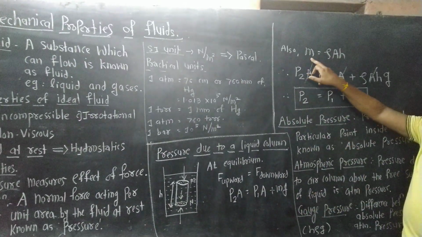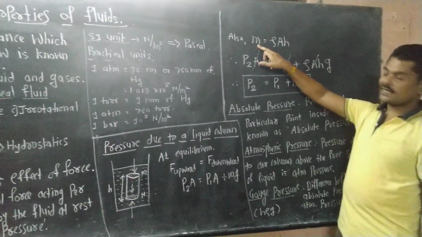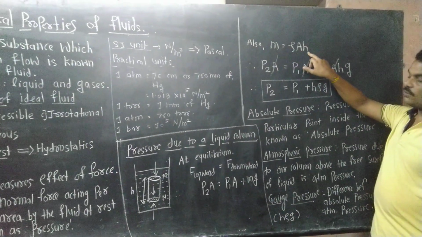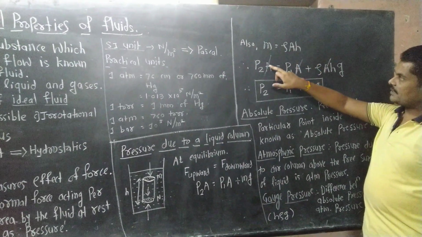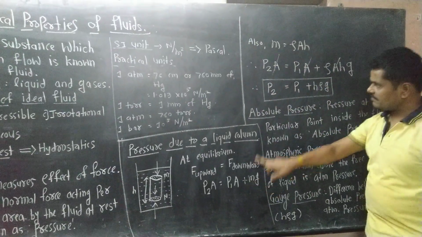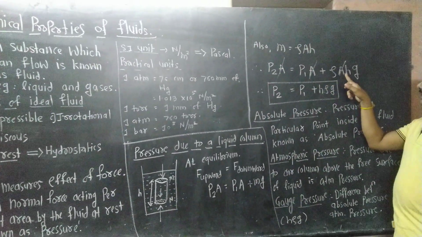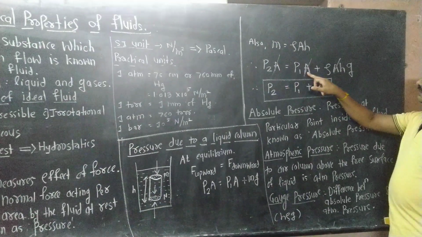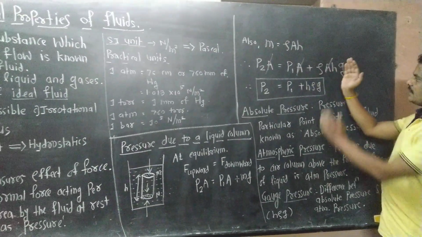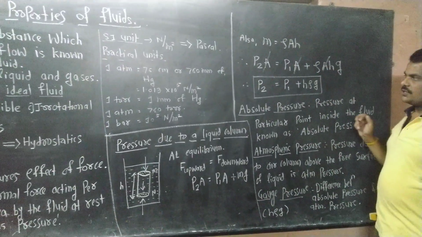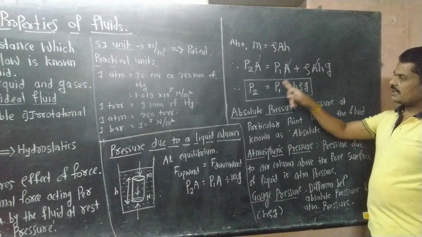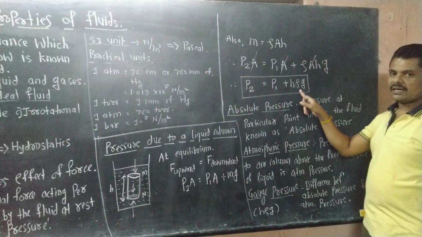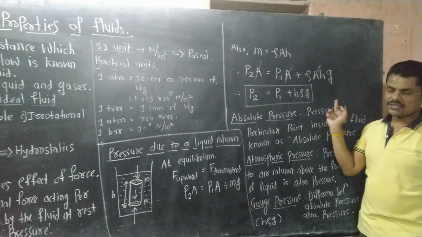Also, the mass of the fluid in that cylinder is equal to density into volume. And therefore, I will replace m by rho into A into H. Therefore, P2A is equal to P1A plus rho A H g. A gets cancelled out. Therefore, P2 is equal to P1 plus H rho g.